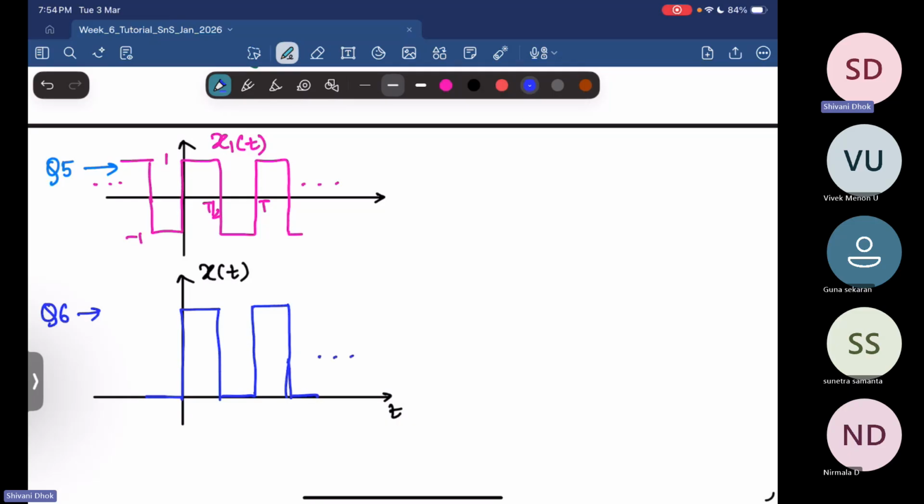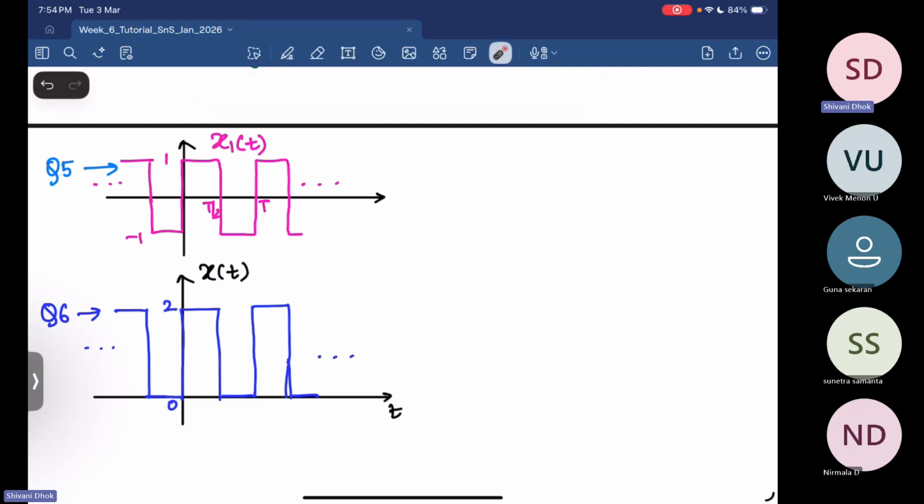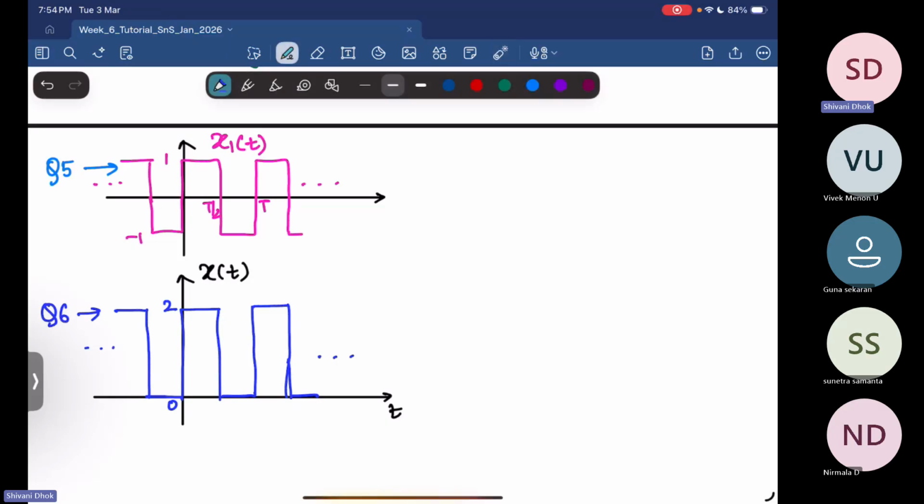So on, this also repeats here and so on. This was 2, this is 0. And this was your x of t. Now if you observe carefully, this x of t is basically 1 plus x1 of t. So at every point you are adding 1 to this particular x of t. So you can represent this x of t as x1 of t plus 1. And this 1 is added for all values of t.